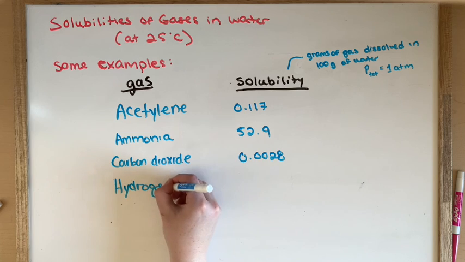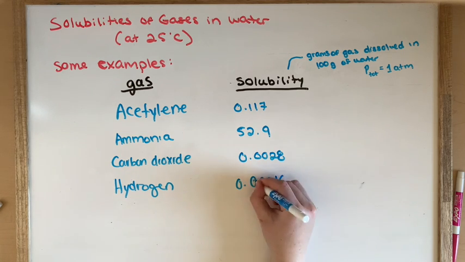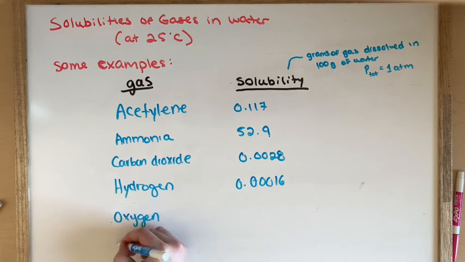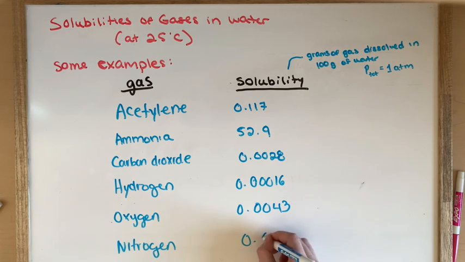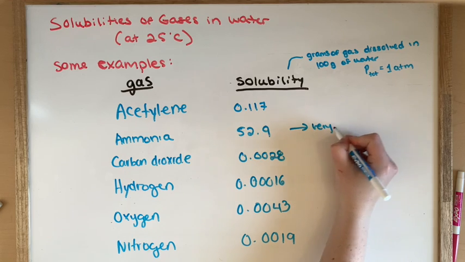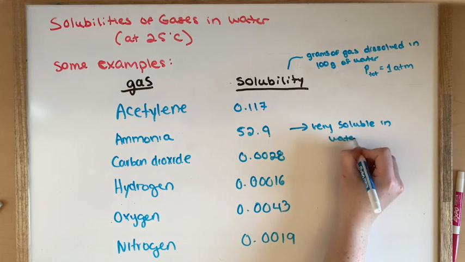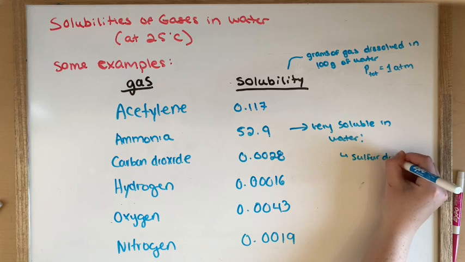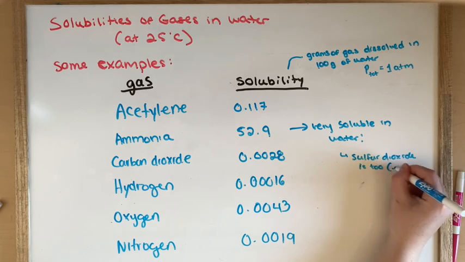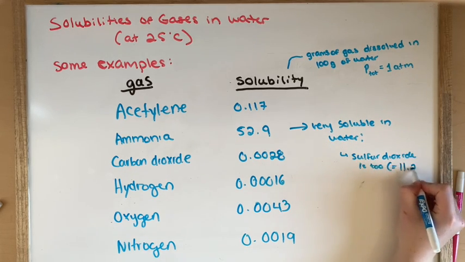And if you look on the right side, you can see that ammonia has a very, very high solubility compared to hydrogen. So this one's very soluble in water. And some other ones that also have a high solubility are sulfur dioxide there with 11.28 and bromine with 14.9.